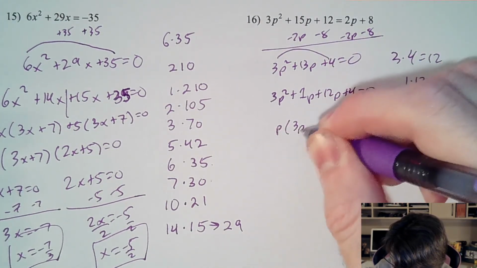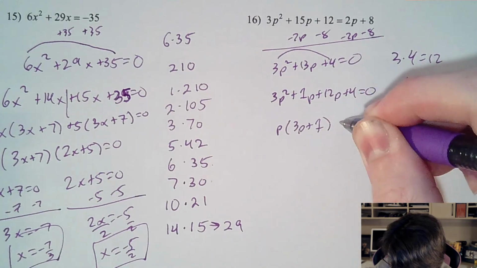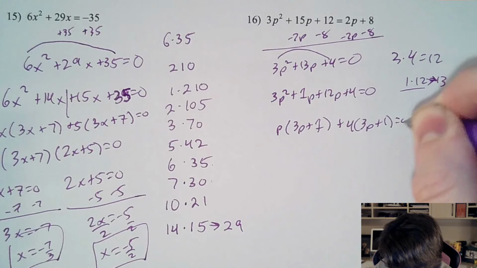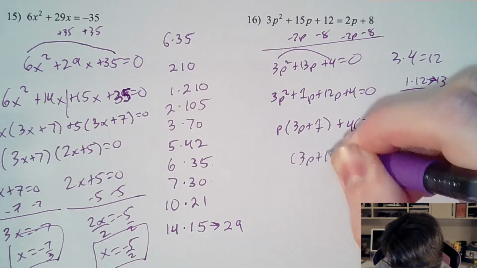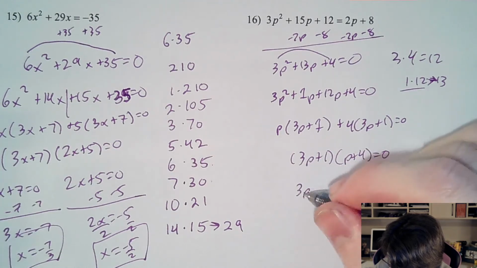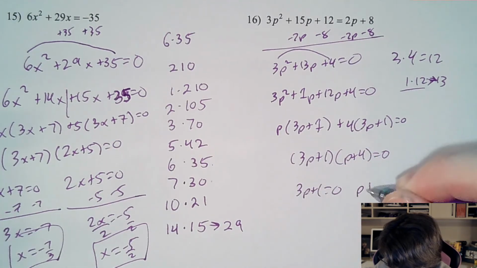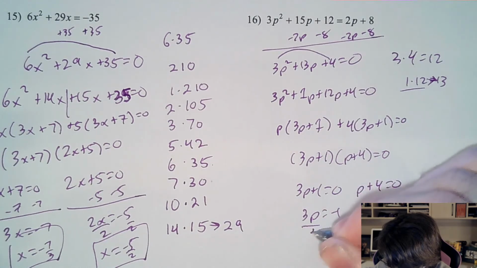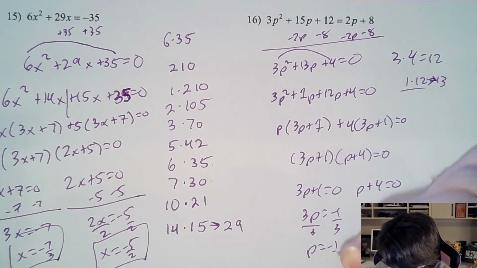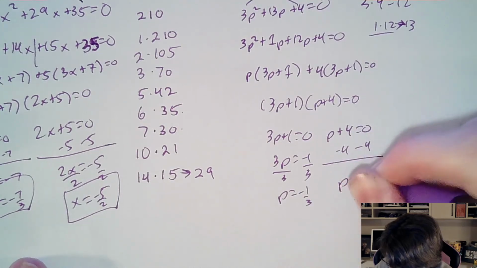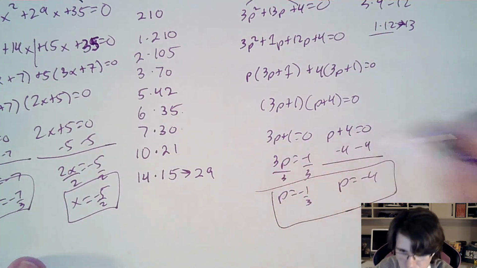Factor out a p, 3p plus 1. Factor out a 4, 3p plus 1. 3p plus 1 times p plus 4 equals 0. 3p plus 1 equals 0. p plus 4 equals 0. 3p equals negative 1. Divide by 3. p equals negative 1 over 3. Subtract 4 on both sides, and we get p equal to negative 4, and we are done with this assignment.